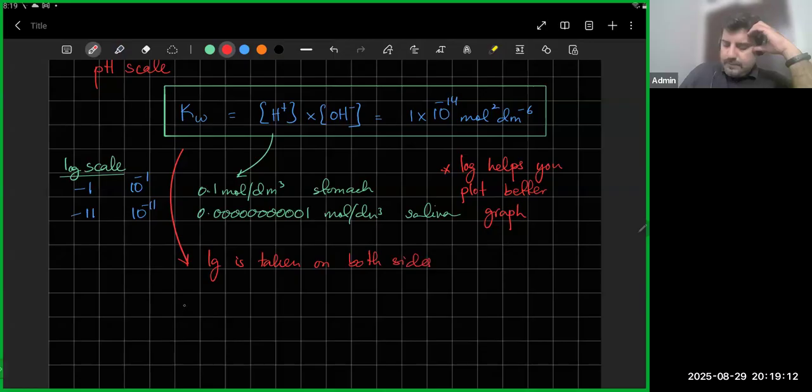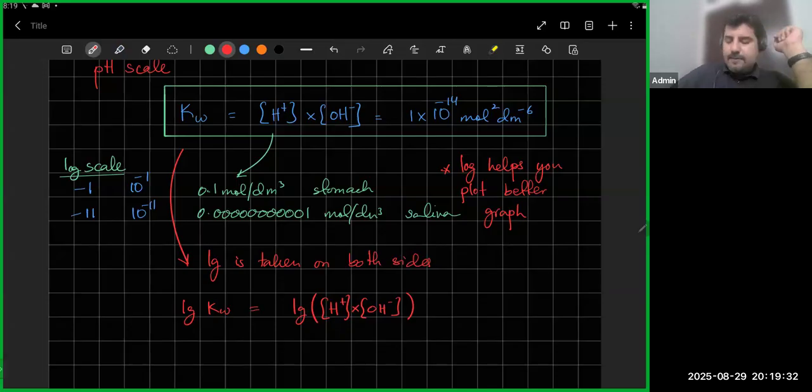So it's log of KW, and log of H+ concentration times the concentration of OH- ions, right?